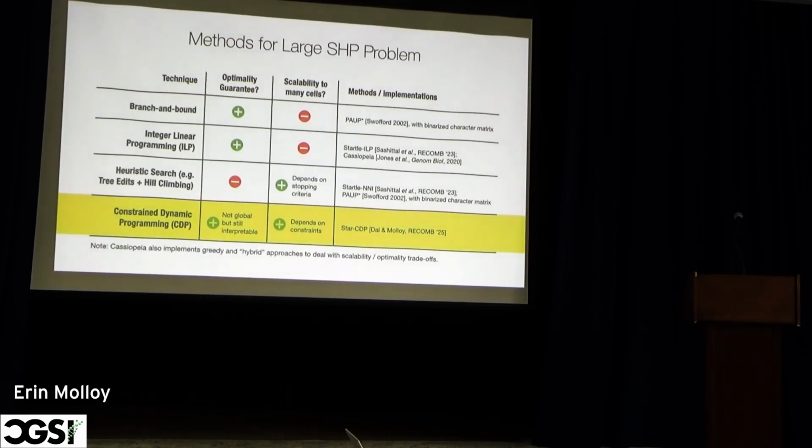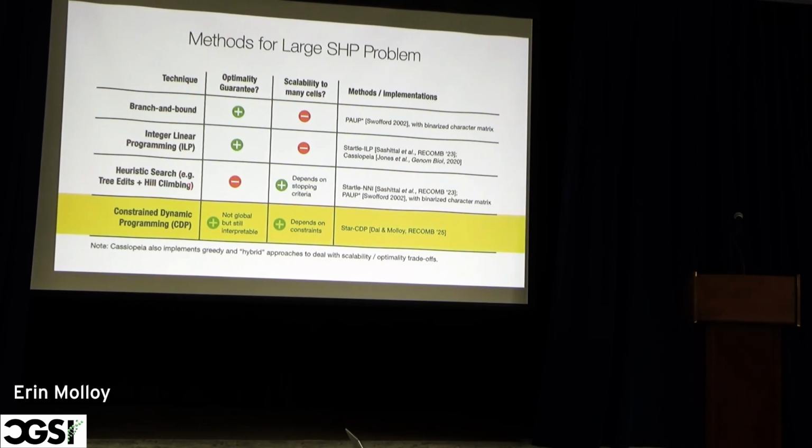Okay, and so basically, since it's an NP hard problem, there's all of these techniques that you can leverage in this context. You might be familiar with branch and bound as an approach for parsimony. This is great because you have a nice optimality guarantee, but it's not going to scale to data sets with large numbers of cells. Integer linear programming is really widely used. A lot of the methods presented in the last talk are based on ILP. Again, great optimality guarantee, but doesn't always scale to large numbers of cells.